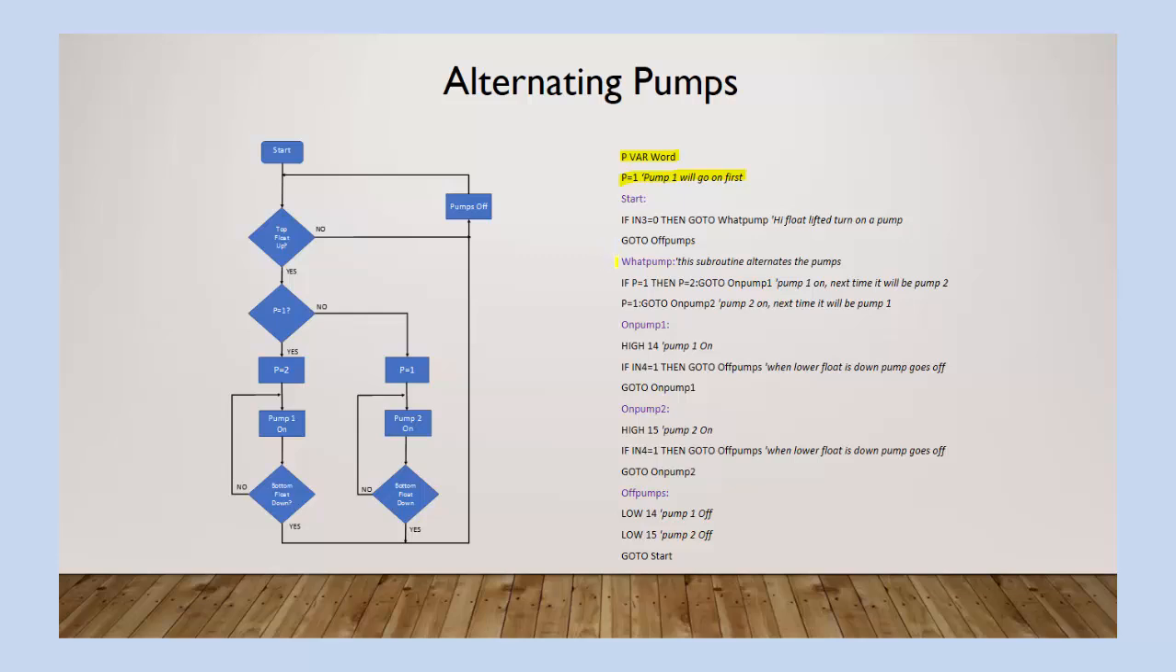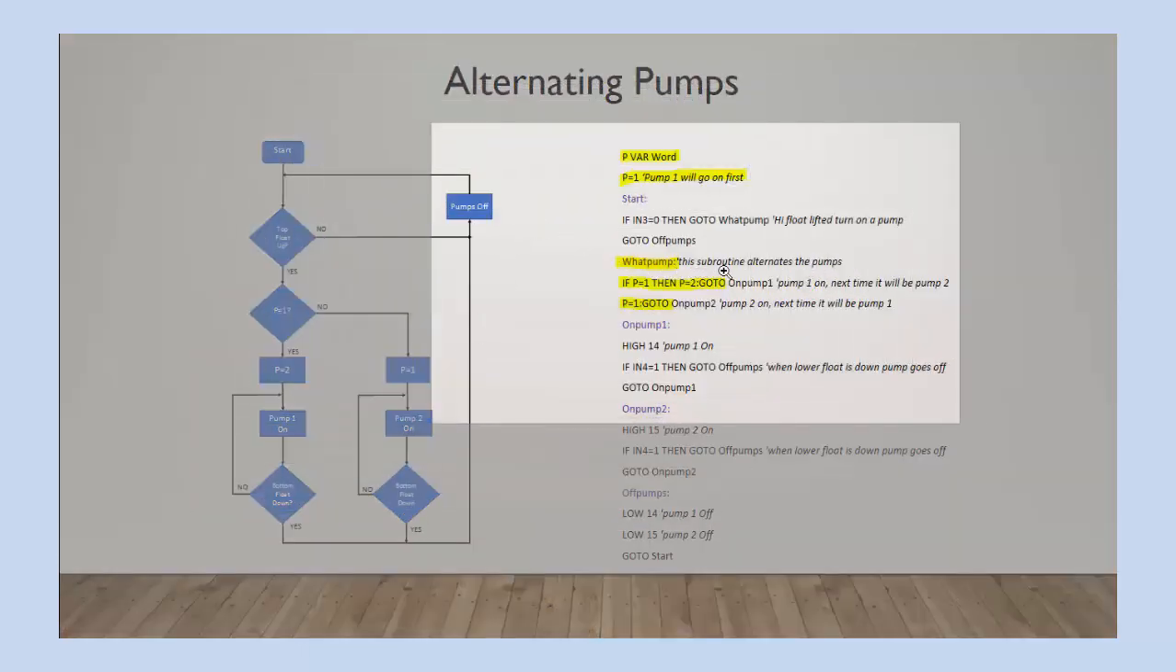We have this new subroutine called what pump. And in italics you can see my notes there. The subroutine alternates the pump. Here's the conditional statement about if P equals 1 or not. And if it does, we're going to turn on pump 1, and if it does not, we're going to go here and turn on pump 2. So let's highlight that section.